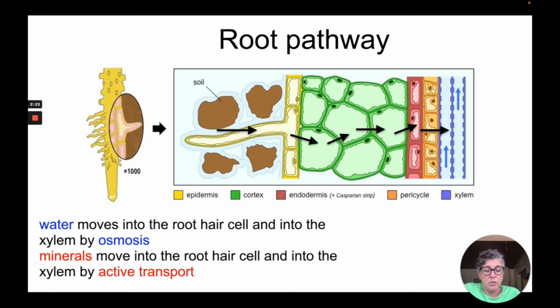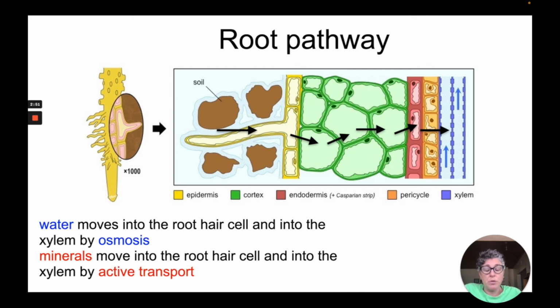Water moves into the root hair cell and through the various cortex cells into the xylem, all by osmosis. So as the water particles move, they are moving from a higher water potential in the soil through the root into the xylem, down the water potential gradient. The water molecules are constantly moving up the xylem, thereby always creating a lower water potential gradient.